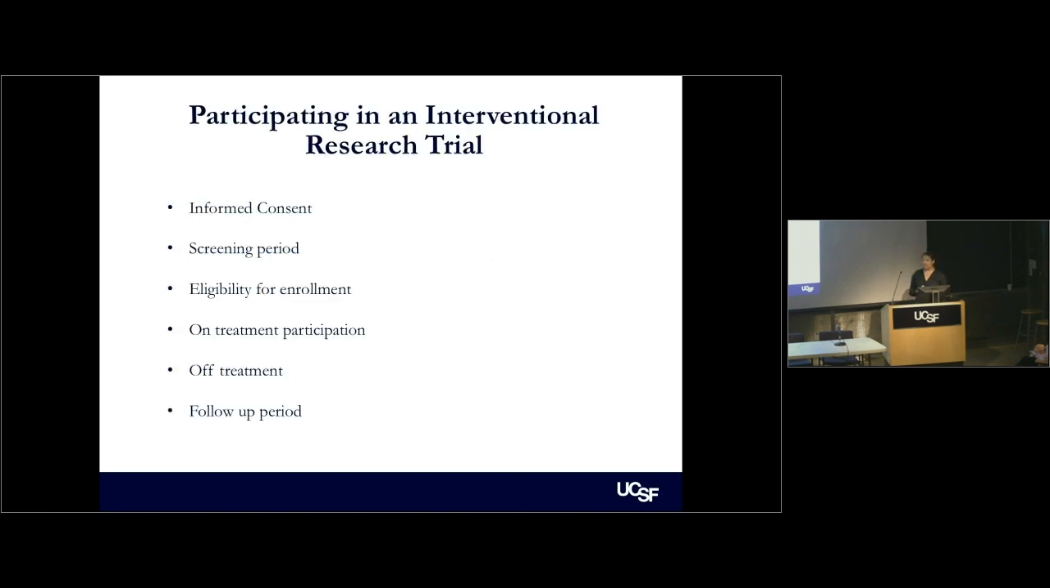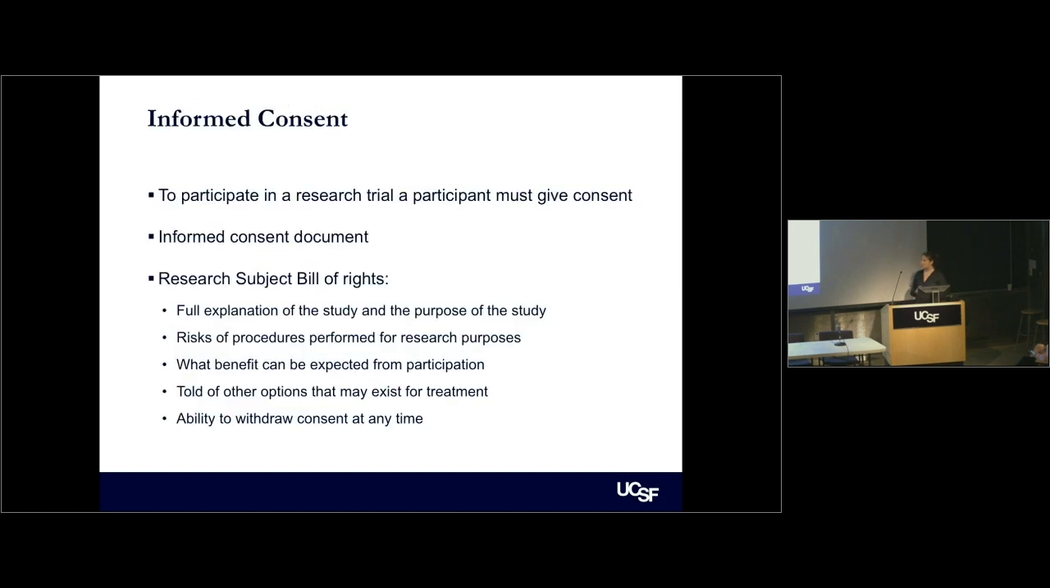So if you're participating in an interventional research trial, these are the time points that we would meet. So first we have our informed consent. Once we get informed consent, you'll enter the screening period where we'll determine eligibility for enrollment. And then the patient will be put on treatment. And then we eventually will take you off treatment and you'll enter a follow-up period. And so starting with the informed consent, of course to participate in a research trial, a participant must give consent.